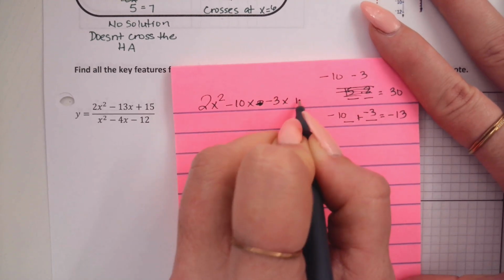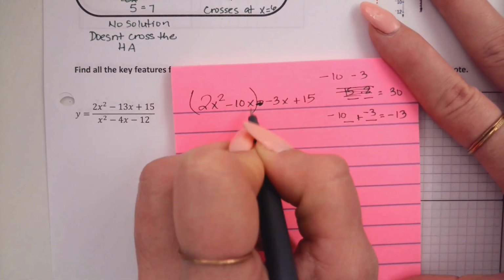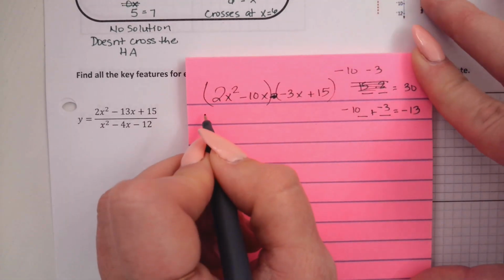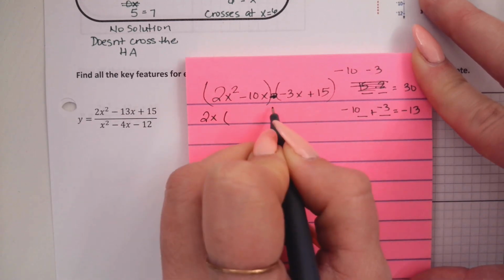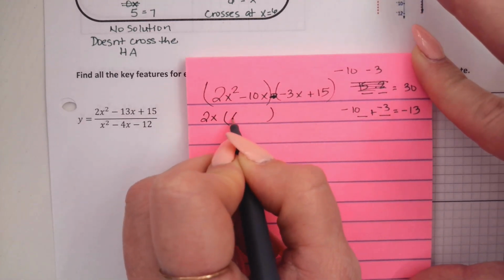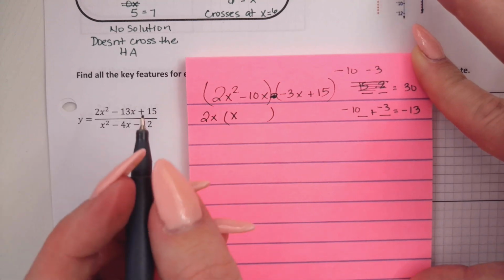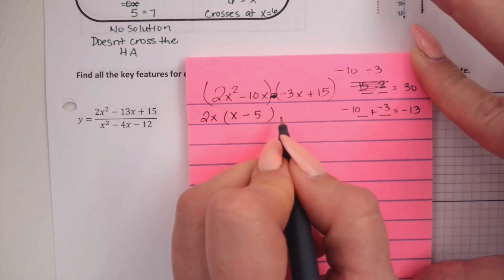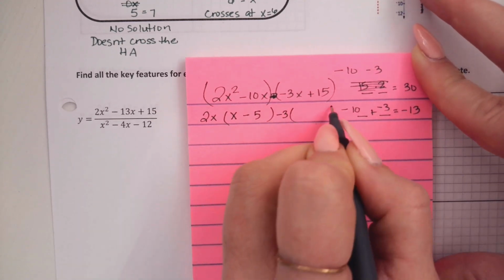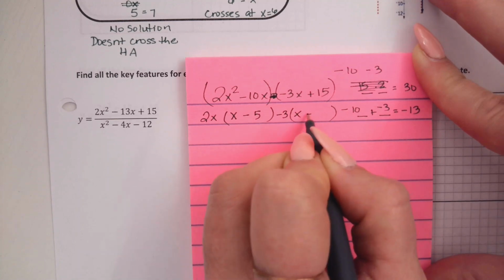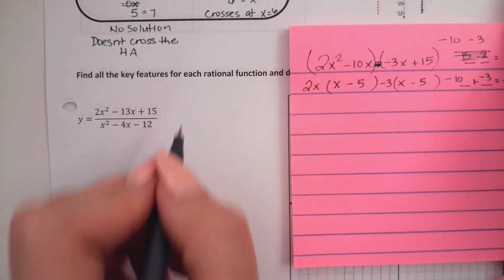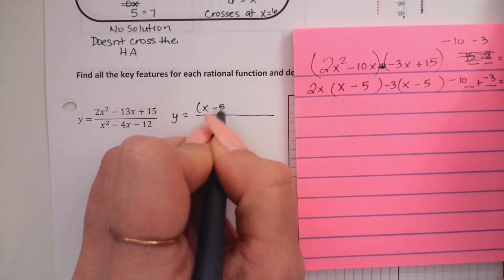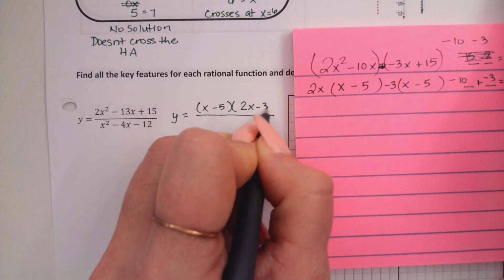Minus 3x plus 15. We're going to group. What is the GCF of that first group? 2x. Good. If we divide both by 2x, we're left with x minus 5. What's the GCF of the back group? Negative 3. If we divide both by negative 3, we're left with... Perfect. So these are my top factors: x minus 5 and 2x minus 3.